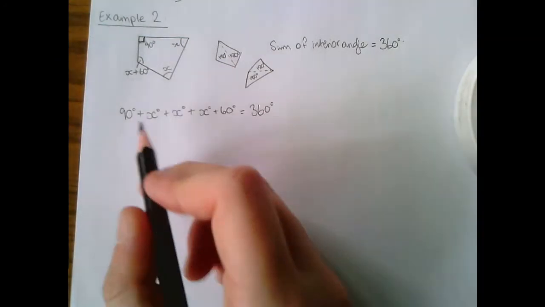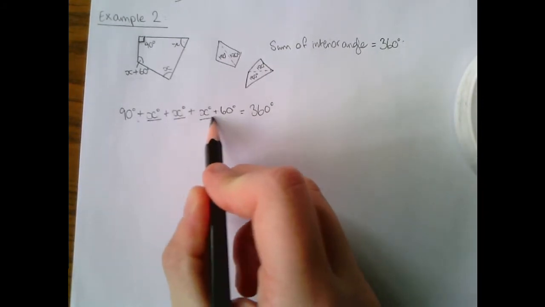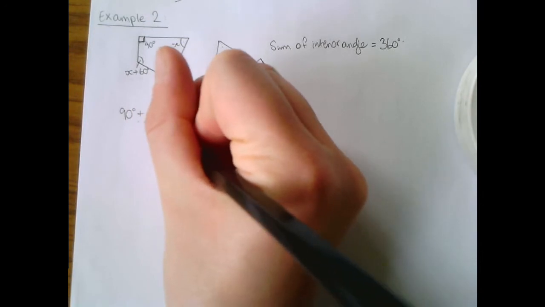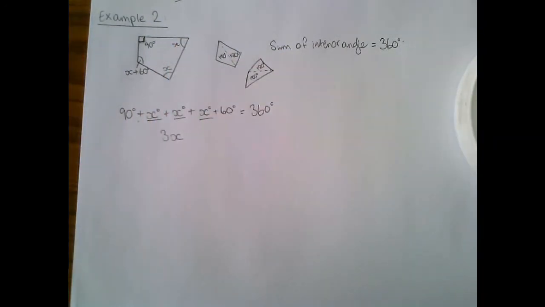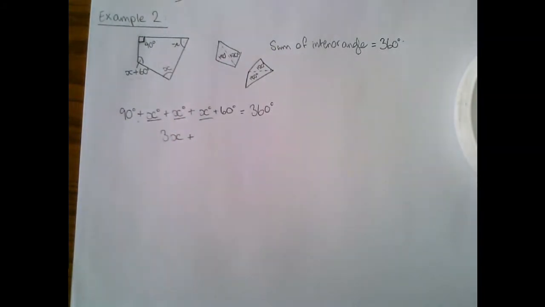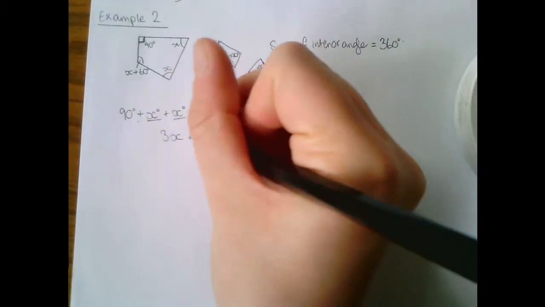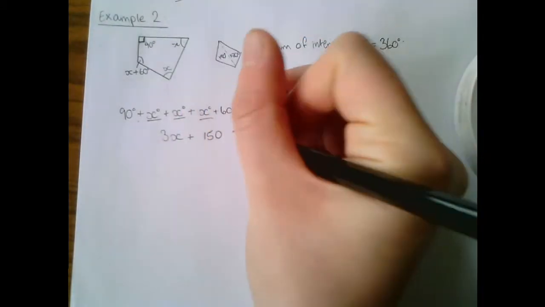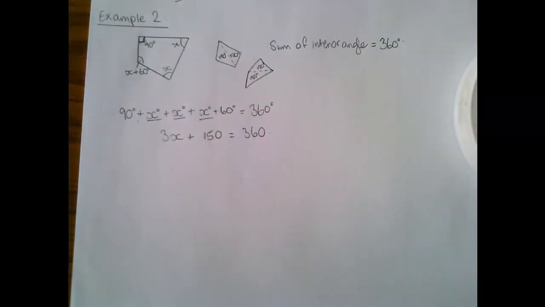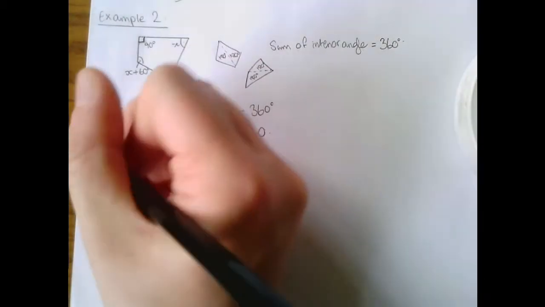Then what I'm going to do is, I can see that I have all of these x's, so we can collect our like terms. In total we have 3 lots of x. We then have a 90 and a 60, which can just add together like normal. So we have 150 there, and that's still equal to 360. I'm going to jump into my function machine, but you can just do it by rearranging, I don't mind.